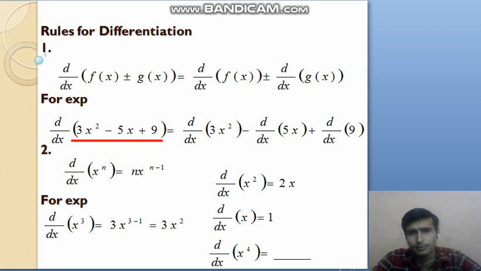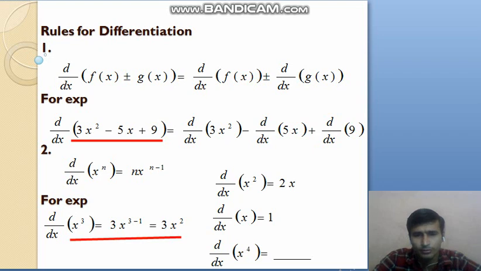We need to multiply by the power of x, and the power of x decreases by 1, right? For example, if we want to calculate d by dx of x raised to 3, we multiply by the power 3, right, and we decrease the power of x by 1, right?